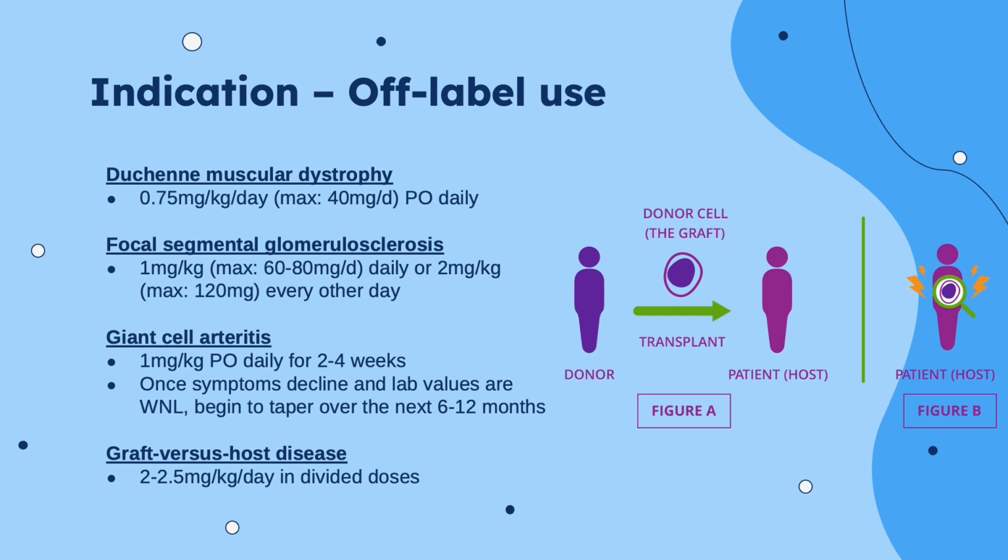For focal segmental glomerulosclerosis, in initial therapy for patients with nephrotic syndrome, it is orally dosed with 1 mg per kg with a max of 60 to 80 mg per day once daily, or 2 mg per kg with a max of 120 mg every other day.